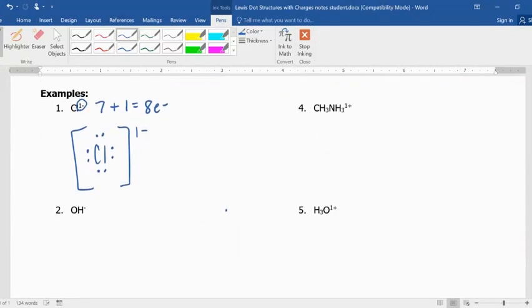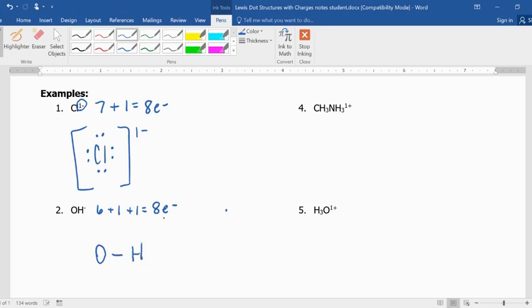Let's try hydroxide. So O has 6 valence electrons. Hydrogen has 1 valence electron. And now we need to take the charge of -1 into account. Because it's -1, that means we have 1 extra, which then means 6 plus 1 plus 1. We have 8 electrons to work with. So we're going to draw our bare bones structure. We're going to draw O bonded to H.